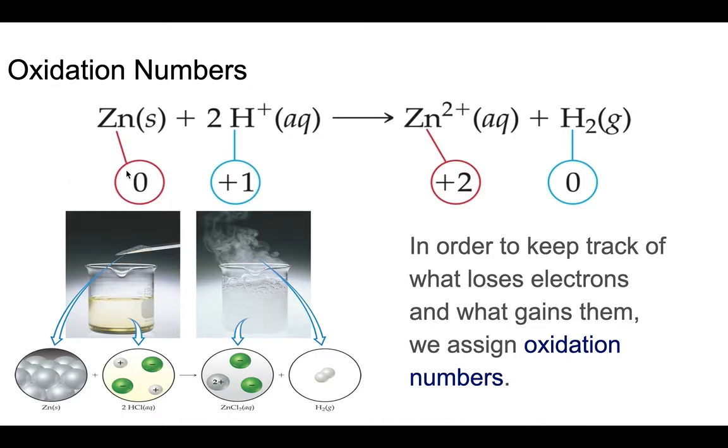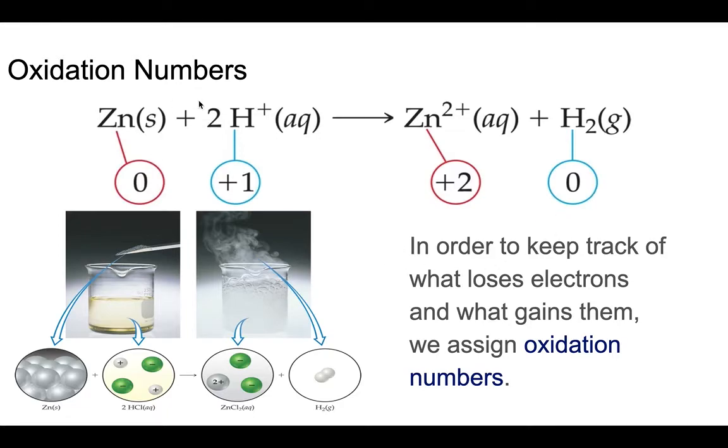On the reactant side, it has an oxidation number of 0. On the product side, it has an oxidation number of positive 2. Its oxidation number is increasing. Therefore, it is being oxidized. Looking at hydrogen, on the reactant side, it's got an oxidation number of positive 1. On the product side, it's got an oxidation number of 0. Its oxidation number decreases, so it's being reduced.